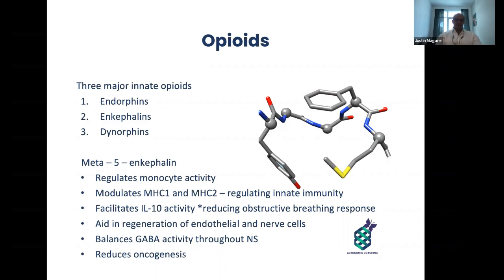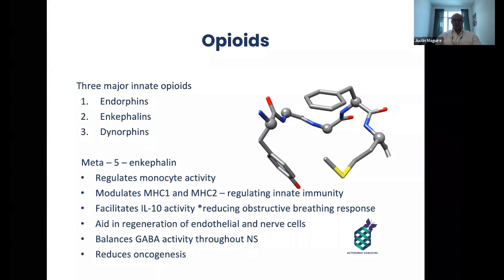Enkephalins, however, particularly met-enkephalin, have a huge role in regulating the immune system, particularly the activity of monocytes. And this can play a huge role in preventing foam cell aggregation, which causes huge amounts of inflammation along the gastrointestinal tract. Not only that, when you regulate monocyte activity, you also regulate histamine response. It also modulates major histocompatibility complex 1 and complex 2. And this is basically the regulation within the innate immunity.